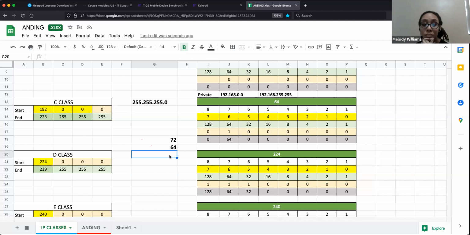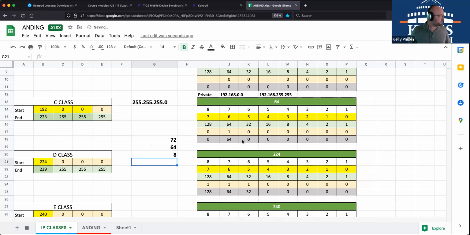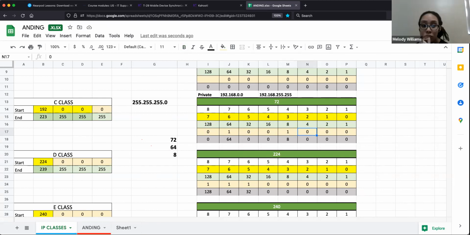So now I have 8 left. So I go to 32. Can I subtract 32 from 8? No, stays a 0. Can I subtract 16 from 8? No. All right, stays a 0. Can I subtract 8 from 8? Yes, I can. Gives me a 1. 8 minus 8 equals what? 0. There we go.